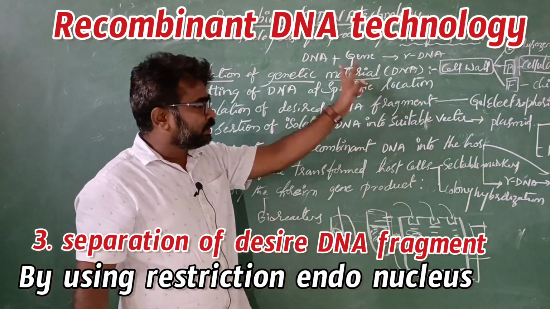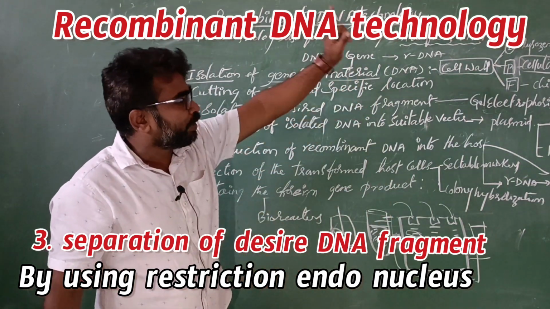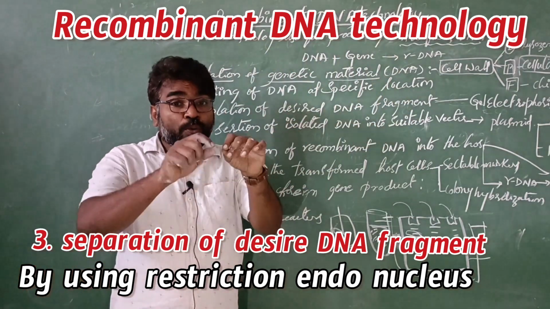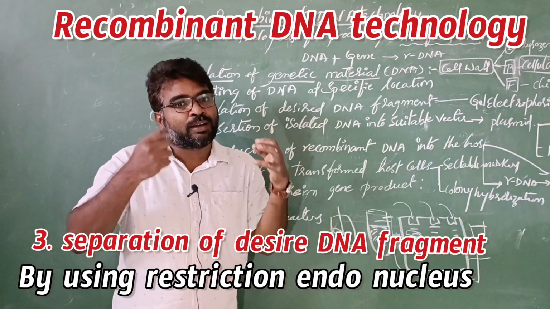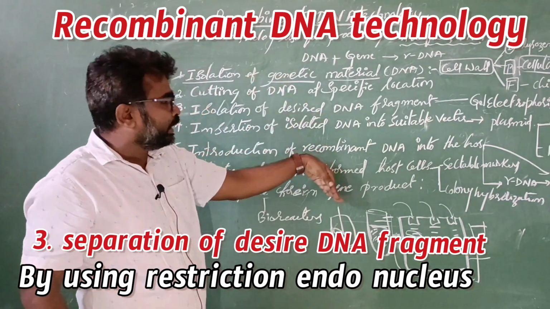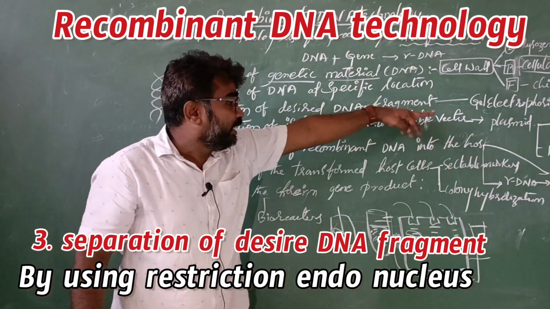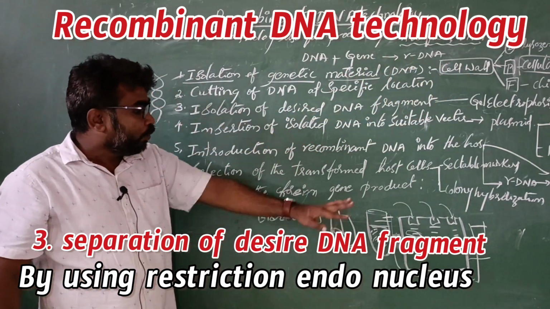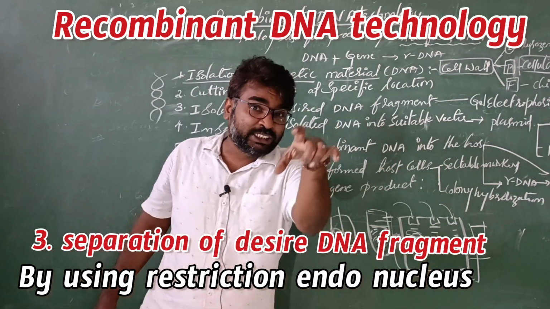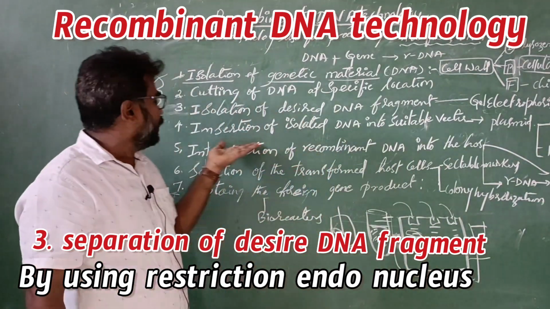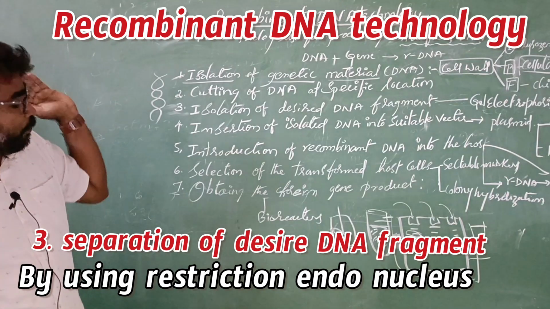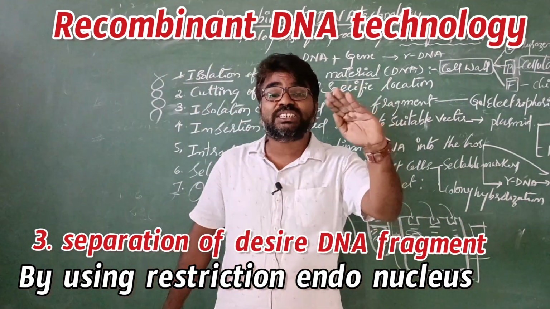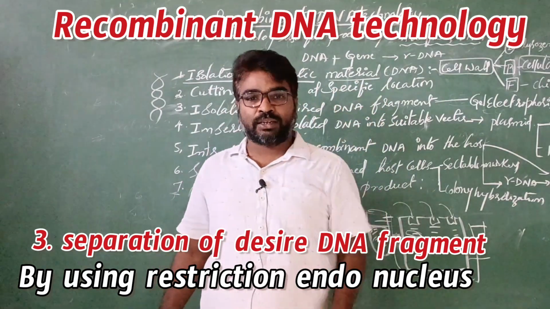My dear friends, the first step is we isolate DNA from the cell. Second step, the isolated DNA we have to cut into small fragments by using restriction nucleases. Then we have to select which gene segment we require. That is the third step. And the fourth step, the isolated DNA we insert into a suitable vector.